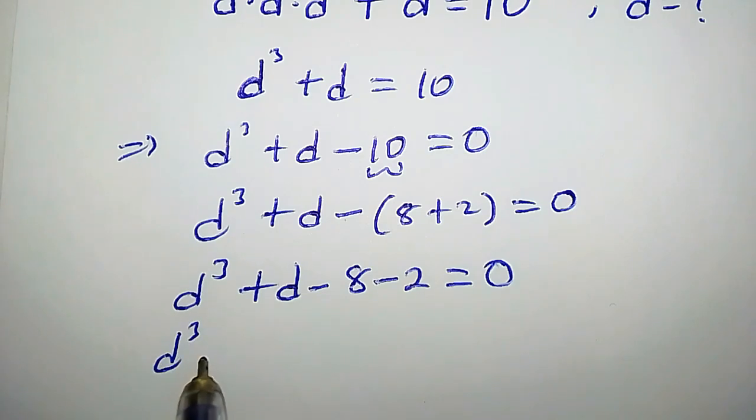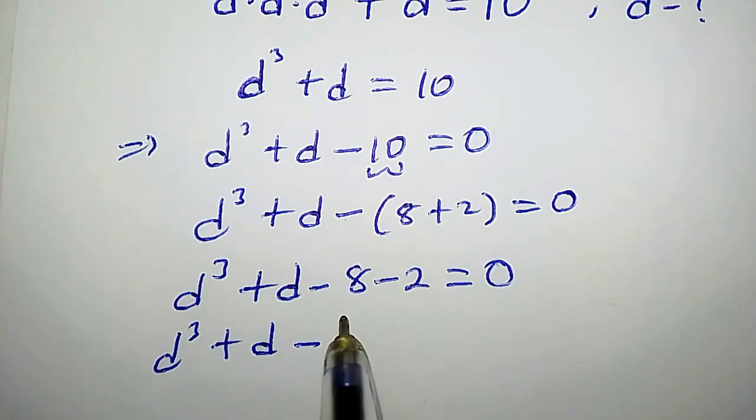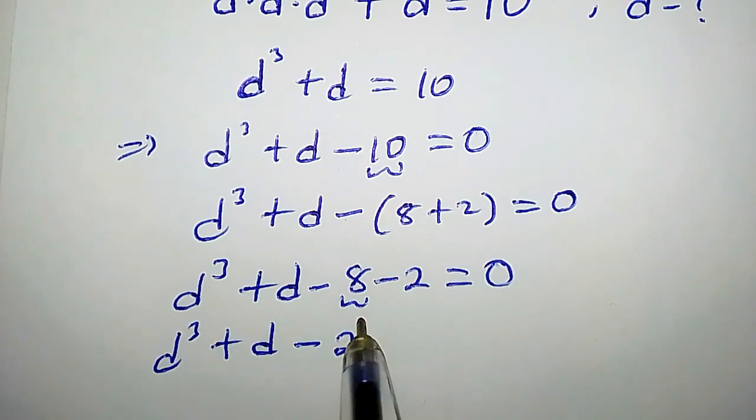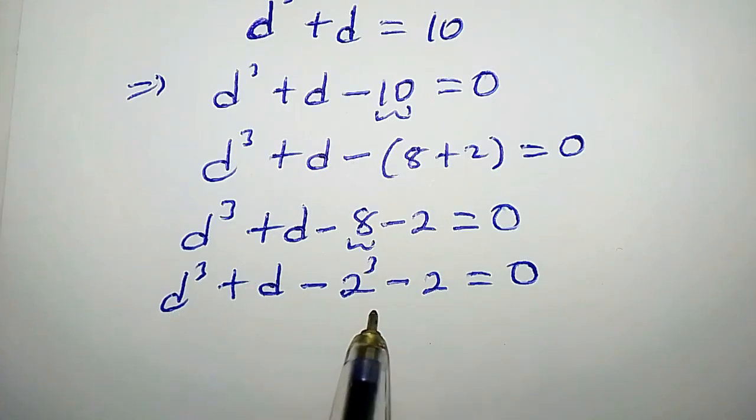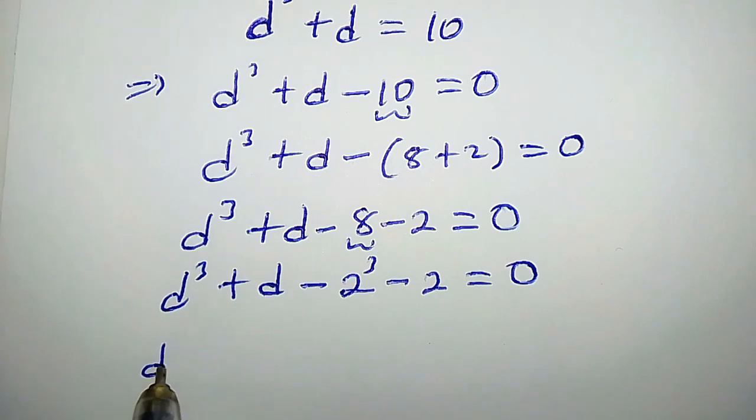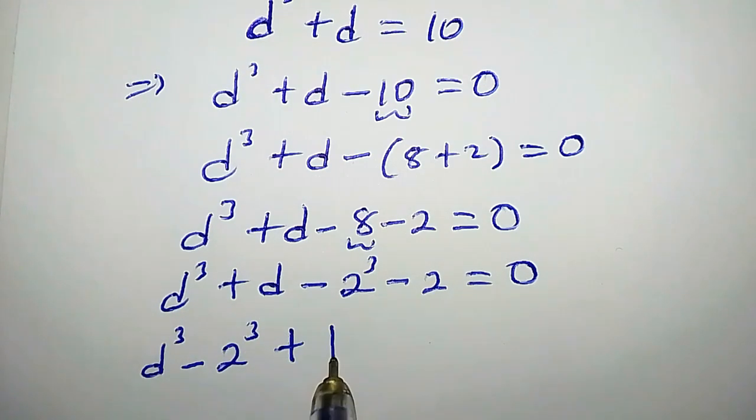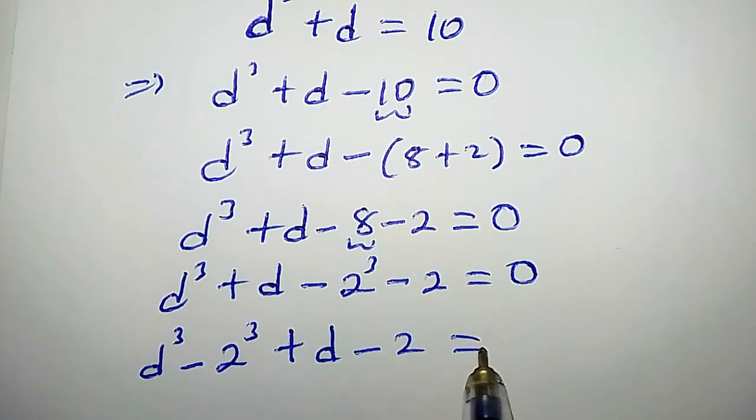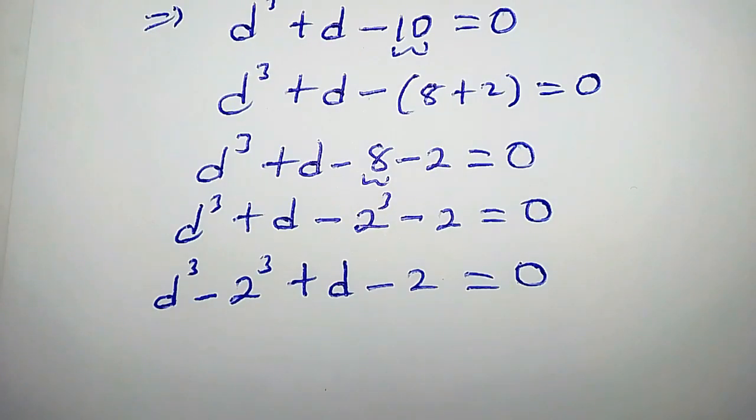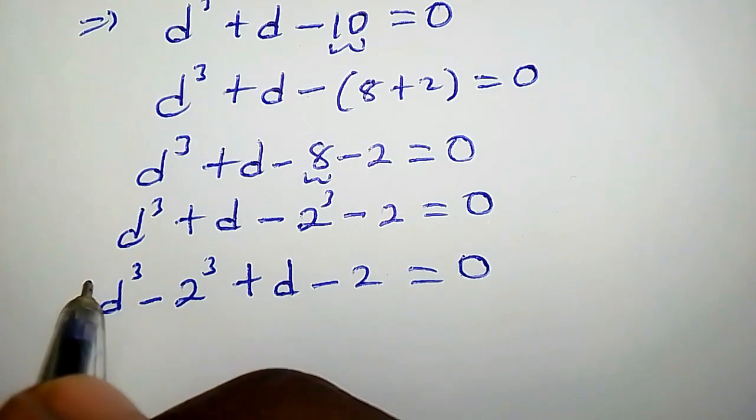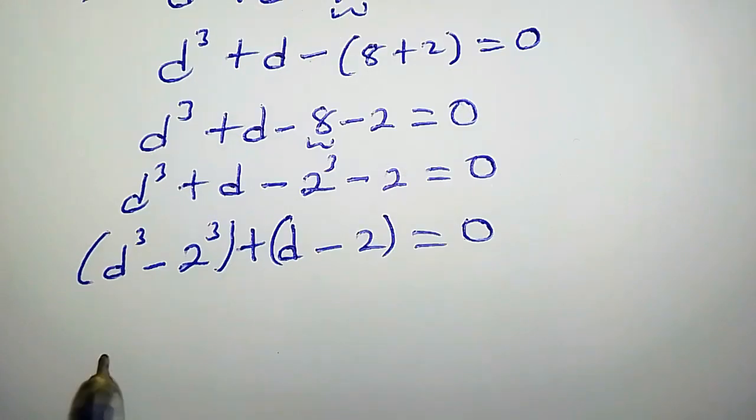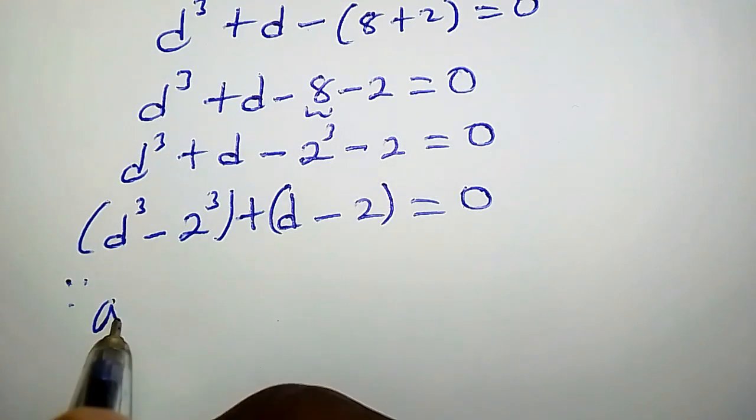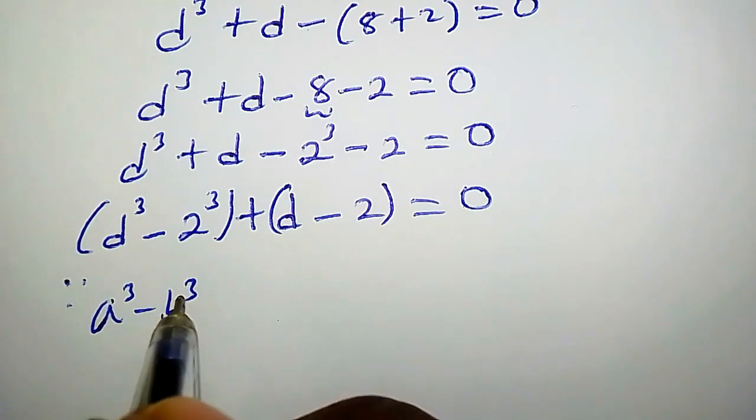D to the power of 3 plus D minus 8 could be written as 2 to the power of 3 minus 2 equal to 0. Rearranging this left hand side, we have D to the power of 3 minus 2 to the power of 3 plus D minus 2 equal to 0. You will notice that it is possible to put this guy in brackets. Nothing has changed.